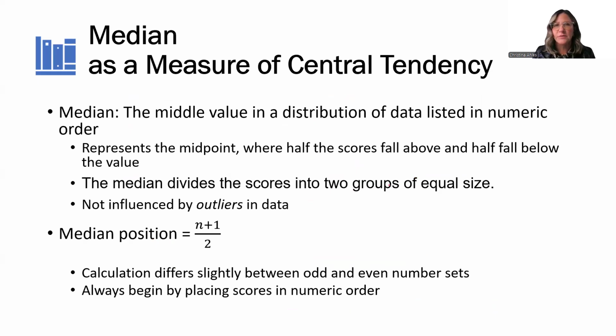You've probably done this before, like in grade school, or maybe you might not remember. But the median is the middle value that splits the distribution into 2 sections. So half of the scores fall above the median, half of the scores fall below. So it divides the data into 2 groups.